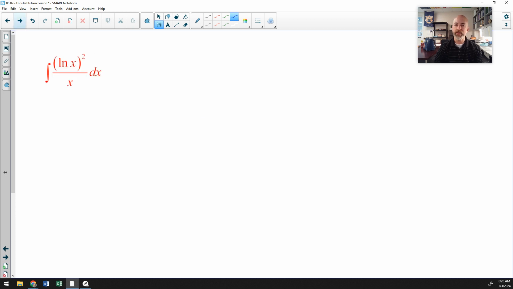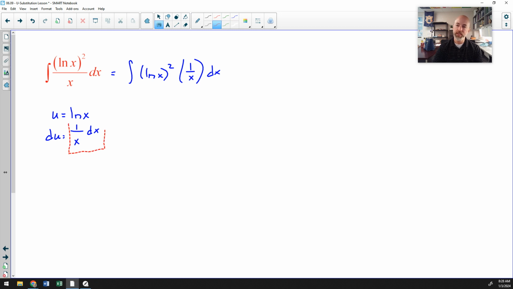The other one I want to look at, the second one, is the natural log of x all squared divided by x. And I have already mentioned that we will let u equal the natural log of x. The du, the derivative of natural log x, is 1 over x dx. If you want to, this is adding an extra step, you can rewrite the original problem so that you see the du a little bit more clearly. You can rewrite that original problem as the natural log of x all squared times 1 over x dx.